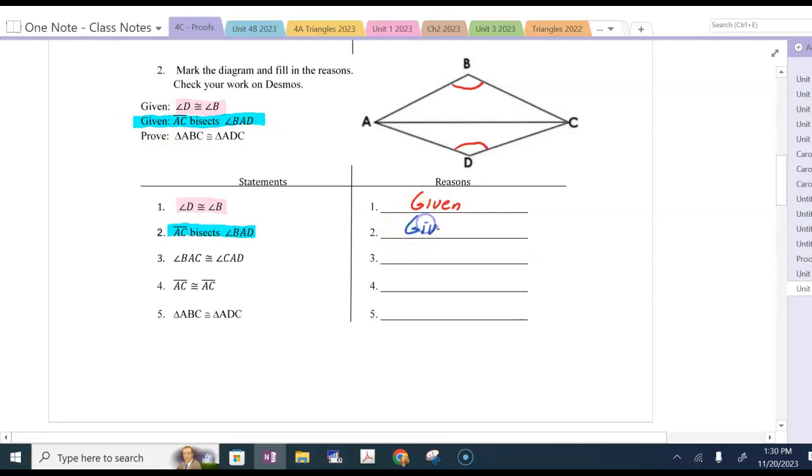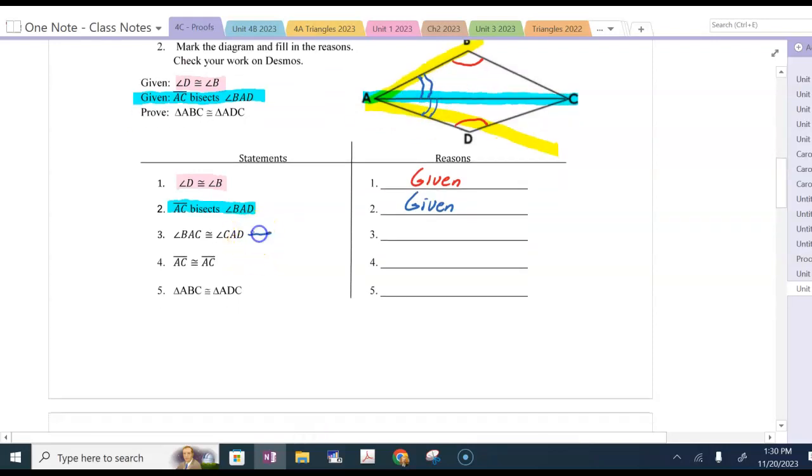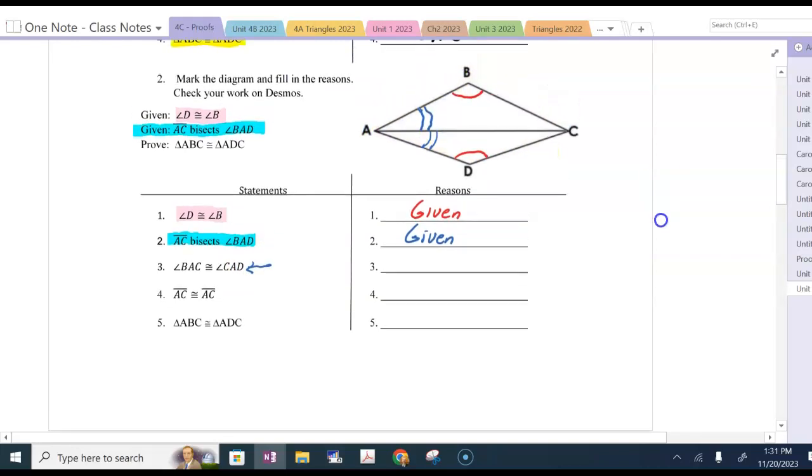So that is given. So what does it mean that AC bisects angle BAD that I'm highlighting in yellow? It means these two angles that I'm marking in blue are congruent. And I'm going to fix that double line there. So an angle bisector means the angles are congruent. And if you look at the next step, step 3, I wrote that angle BAC is congruent to angle CAD, and the reason is definition of angle bisector.